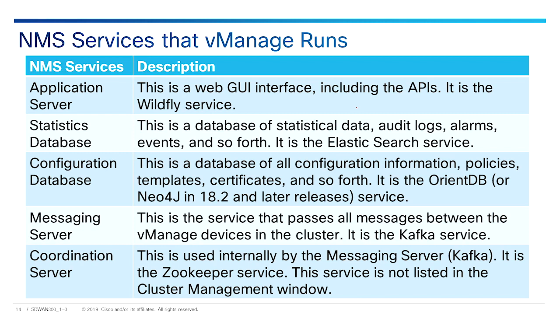Initially, all vManage devices run the same services. However, you may choose to not run some services on some devices. From the cluster management window, you can select which services to run on which devices. For example, you might want to add a fourth vManage to load balance more vEdge devices, in which case you would disable the statistics database and configuration database on one of those vManage devices, because those services must run on an odd number of devices.